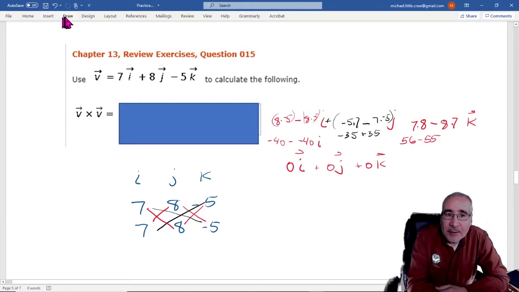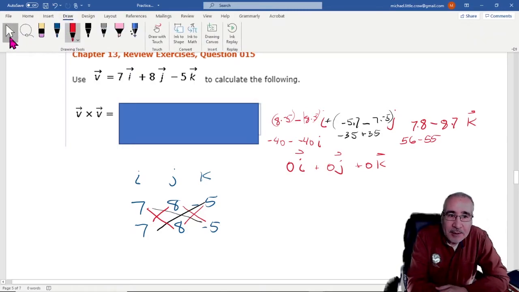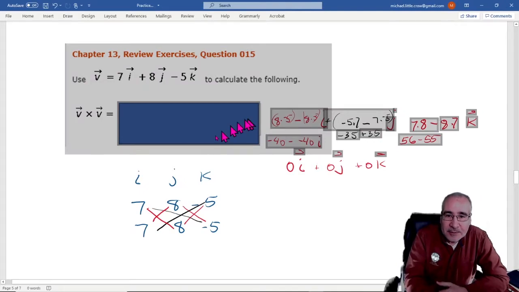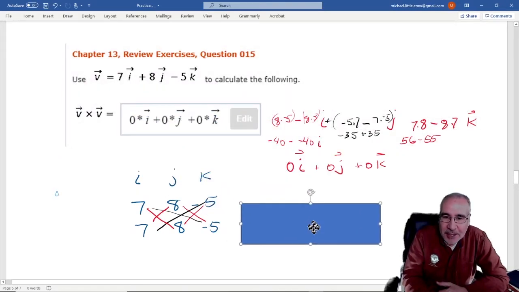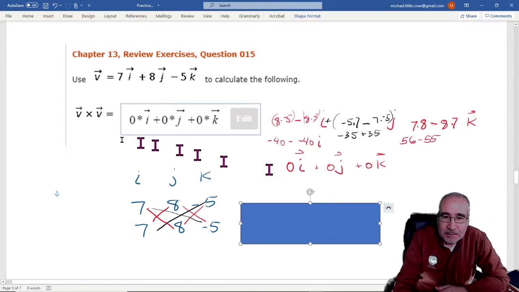And so now in the future, you'll be able to just say, oh, a vector crossed with itself is going to be 0. And that's pretty much the description they gave. But I wanted to go through the process. How do we do a cross product? Okay, so good property to remember.